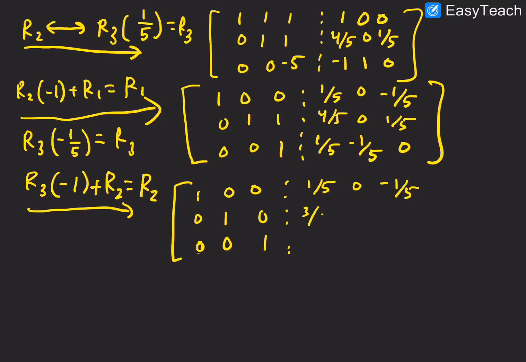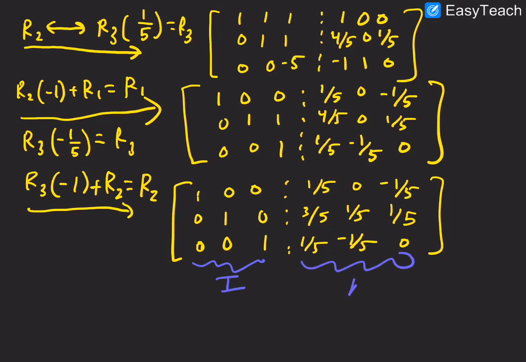We changed the second one. That's going to be 3/5. That one's going to be 1/5. Oops, totally messed up that number. 1/5. Another 1/5 here. Negative 1/5 and 0. So be careful. Okay, so now that we're done with that, we have our identity matrix on the left and our A inverse on the right. Perfect. So, what was the point of all that?